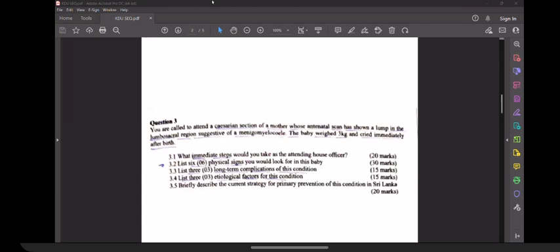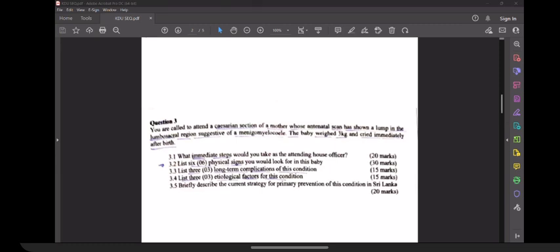All right. So you are called to attend the cesarean section of a mother whose antenatal scan has shown a lump in the lumbosacral region suggestive of a meningomyelocele. So the diagnosis is obvious. It has been already given. And you are being tested on whether you have adequate knowledge of what you need to do immediately, and what possibilities this child could have as a result of meningomyelocele. So that is what is being tested here.